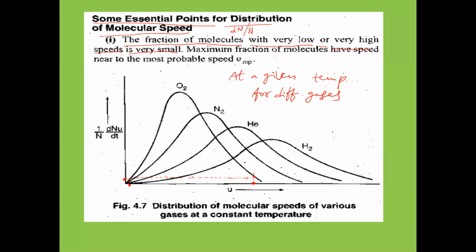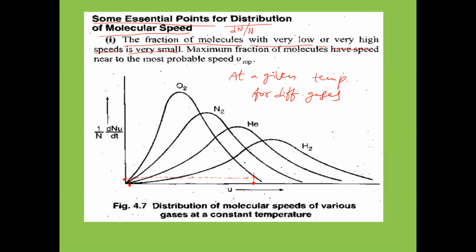So a less fraction of molecules possess a very high magnitude of velocity, and a very less fraction of molecules possess a very low magnitude of velocity. So very low velocity or very high velocity will be possessed by a very less number of gas molecules. That point we have to understand.